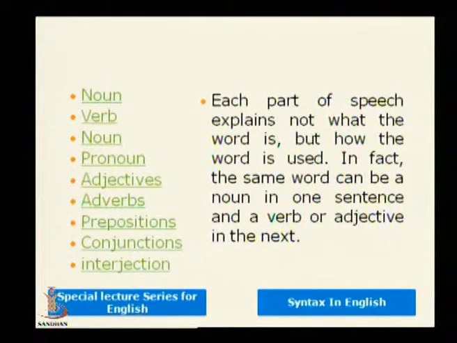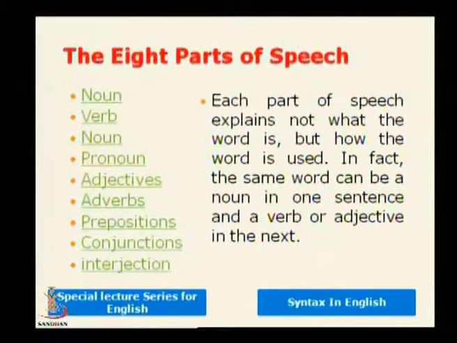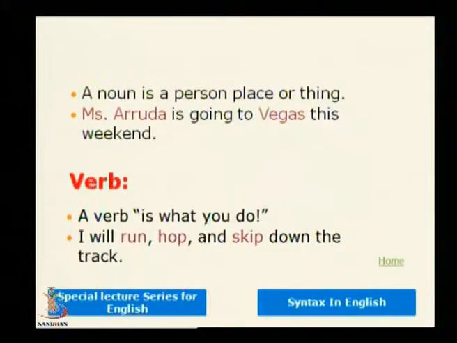Each part of speech explains not what the word is, but how the word is used. In fact, the same word can be a noun in one sentence and a verb or adjective in the next. When I gave the example of the word board, the same thing happened: the word board was used in one sentence as a noun, and in the other, it was used as a verb. These are the parts of speech.